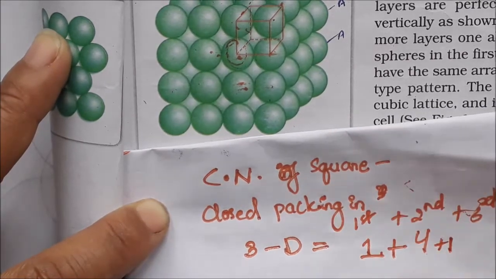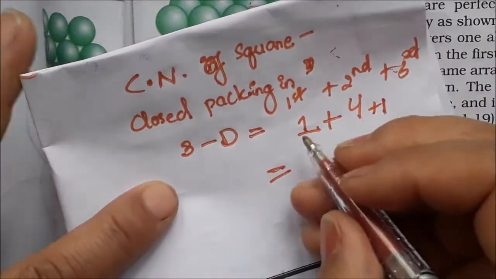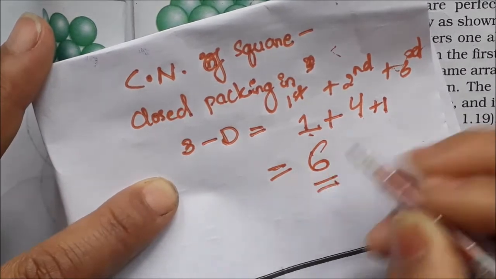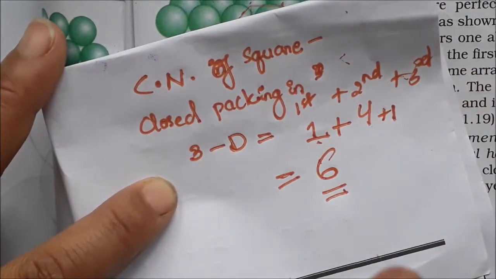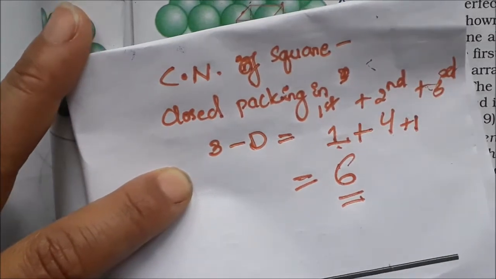So what is the coordination number of square close packing in 3 dimension? It is 4 plus 1 plus 1, how much? 6. So this coordination number you should remember: in square close packing in 2 dimension it is 4, and in 3 dimension it is 6.